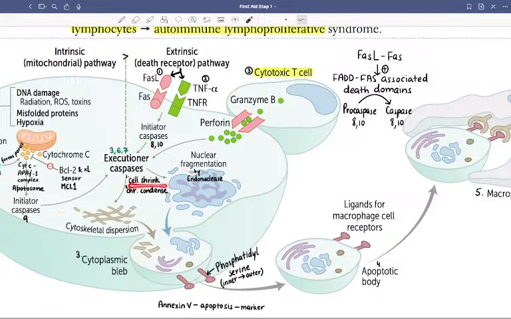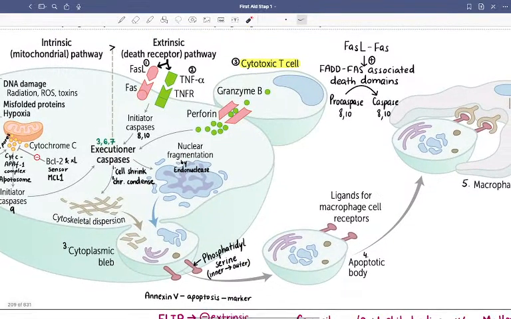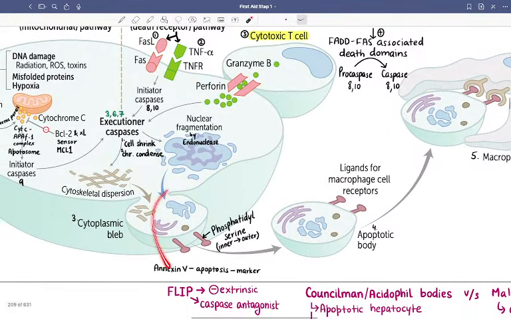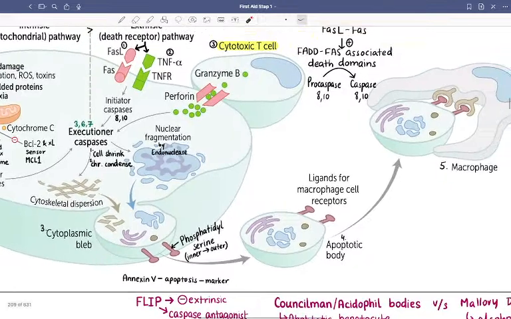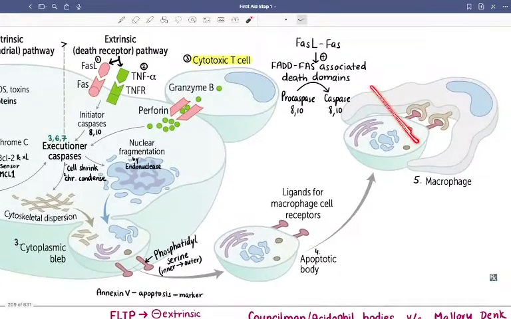Cell shrinkage, chromosome condensation, and then cytosolic and nuclear fragmentation. And finally, phosphatidylserine. This is another important change in apoptosis. The phosphatidylserine that was inside basically comes outside and forms ligands for macrophages to come and eat up the apoptotic body. So phosphatidylserine helps to eat up the apoptotic body.